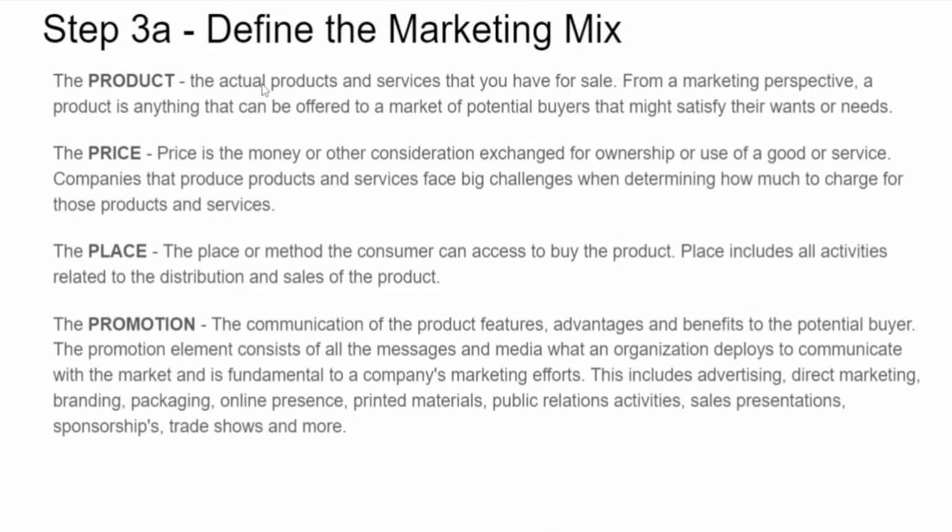we've got to think about defining the actual product that we're selling. So this is the stuff that's absolutely within our control. And it breaks down into 4 elements. What is the product? The actual products and services that we sell. From a marketing perspective, the product is anything that we offer. It doesn't need to be a physical product. It could be a service as well. So what is it we sell?